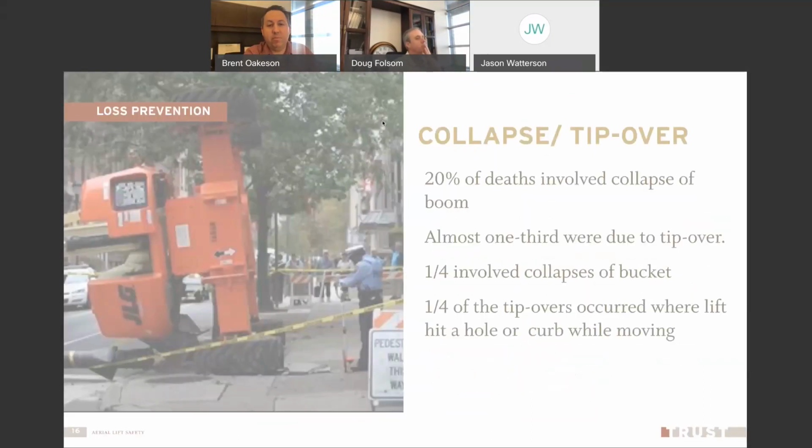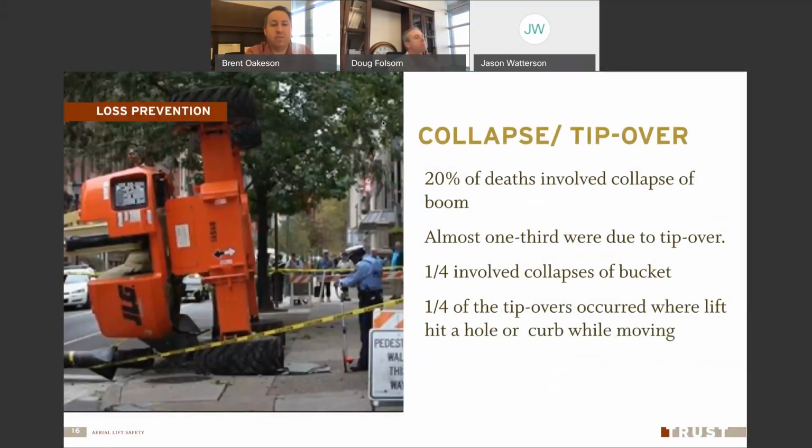With collapses and tip overs, 20% involve collapse of the boom, where the boom failed and came down. That could be due to improper maintenance or worn parts on the equipment. 1/3 of the fatalities are due to tip over. 1/4 of those involve collapse of the bucket, where the bucket itself fails and comes down, and 1/4 of tip overs occurred where the lift hit a hole or a curb while they were moving the equipment. So that can happen. Just hitting a small ledge or a small bump can really throw things off when you're high up in the air.